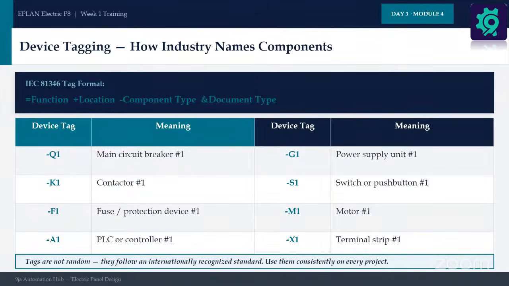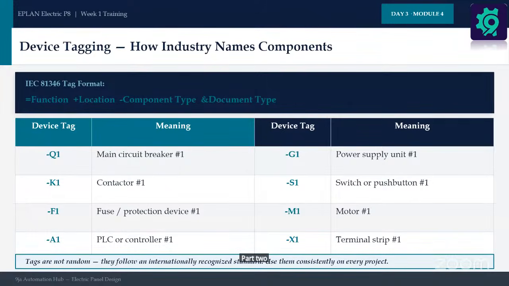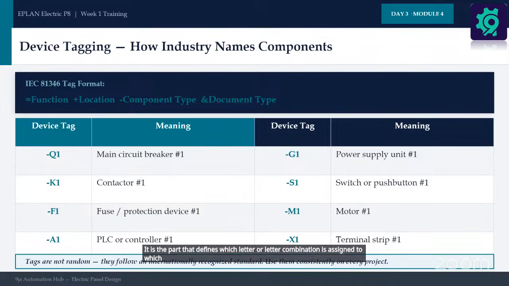And so the standard has multiple parts. We have part one, now listen carefully. Part one covers the general structuring principles. It's like the philosophy of how reference designations are constructed and what they mean. And we have part two, which we are focusing on today, the classification table. It is the part that defines which letter or letter combination is assigned to which class of object.